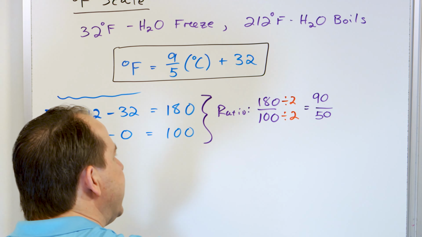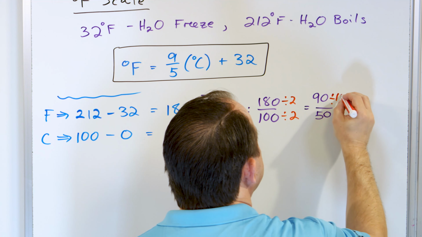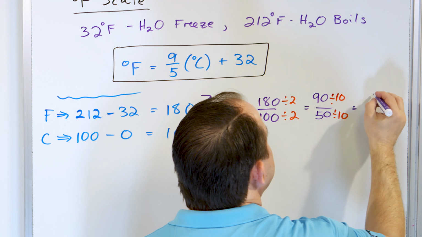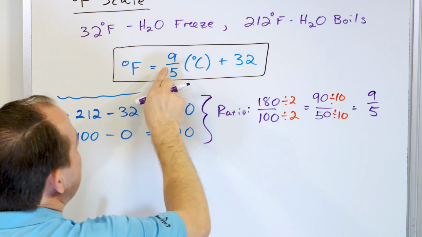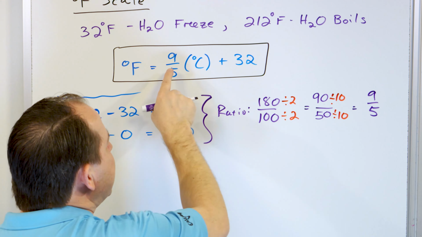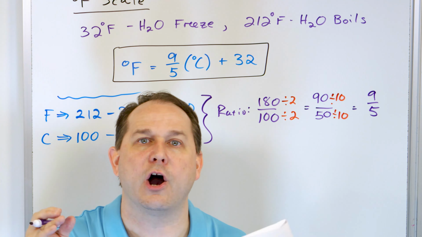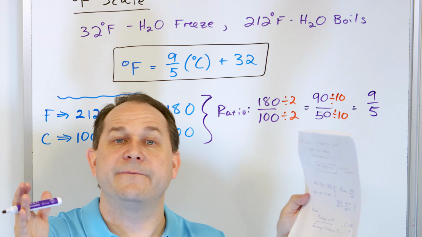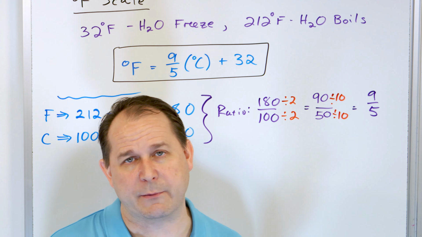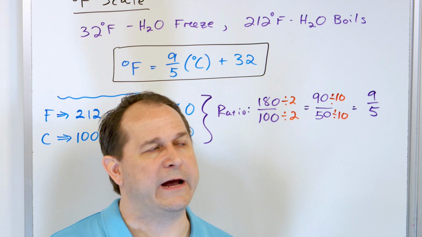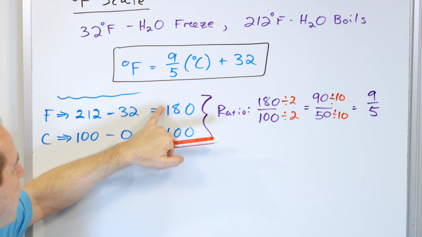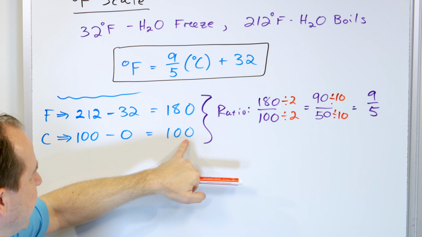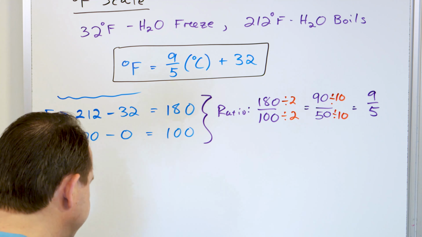But we realize that we can simplify this as well. We can divide by 10. And so what do we get here? We get 9/5. Now you can start to see where the 9/5 is coming from in the equation. The 9/5 is coming from the fact that there are 9 degree markings in the Fahrenheit scale for every 5 degree markings in the Celsius scale. And that is because there's 180 tick marks in the Fahrenheit scale compared to the 100 in Celsius. This fraction just reduces to 9/5.